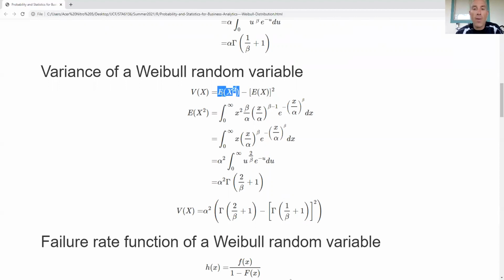So I'm going to work on this expected value of x squared. Here, I'm going to take x squared multiplied by the density. And I look at this, and I realize that once again, I have an x and I have an alpha.